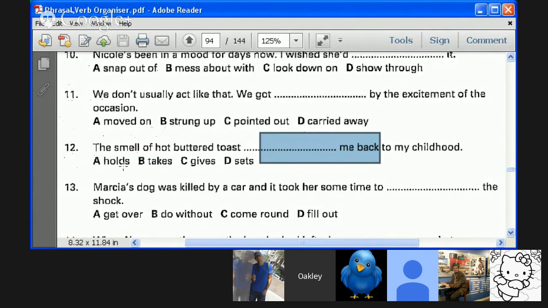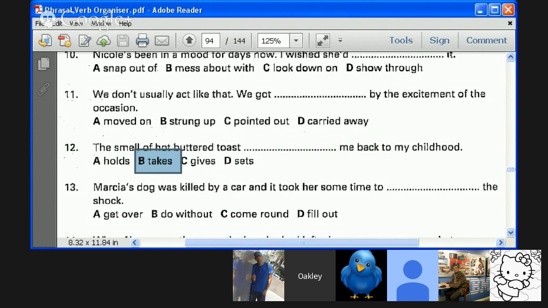Okay. So here we just have the preposition or particle back. Hold back, I think we already talked about. Restrain. Take back. You take back something you gave somebody and you take it back. Set back are usually, of course, negative things. A setback is a delay. All right, so definitely takes me back is the only possible answer here.